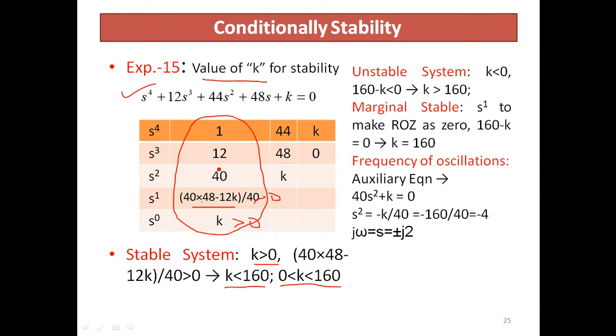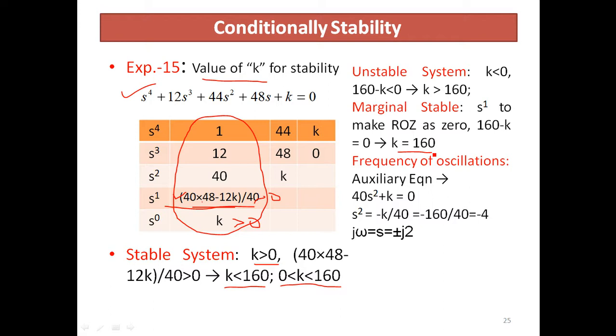Now for the system to be unstable, k should be less than 0 and this factor should also be less than 0. So here you would be getting k is greater than 160 and k is less than 0. For the system to be marginally stable, this factor should be equal to 0, therefore k is equal to 160, the gain of the system where the system is marginally stable.